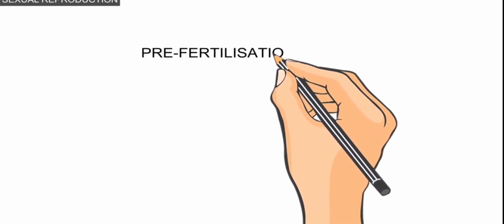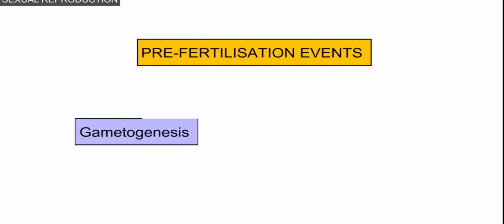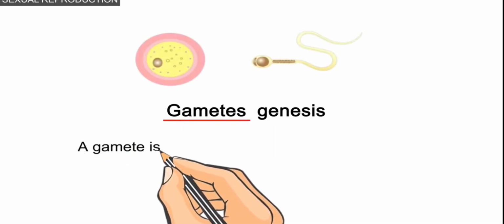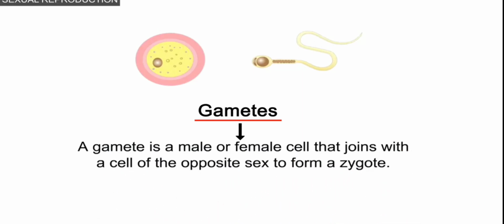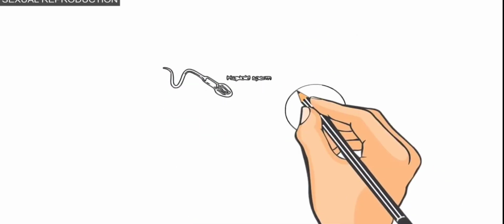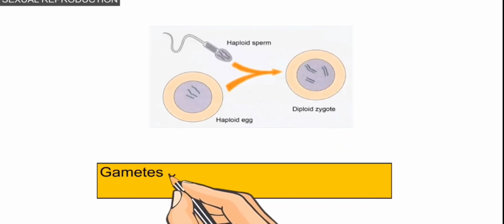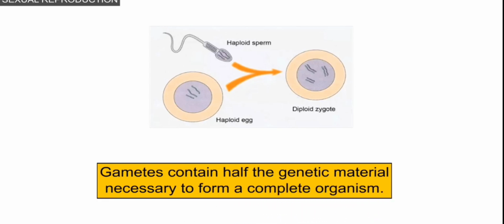First is the pre-fertilization stage. It includes the events that take place prior to fertilization, that is, gametogenesis and gamete transfer. To make it simpler, let's understand what is a gamete. Well, a gamete is a male or female cell that joins with a cell of the opposite sex to form a zygote, also known as a sex or reproductive cell. Gametes are haploid, which means that they contain only half the genetic material necessary to form a complete organism.